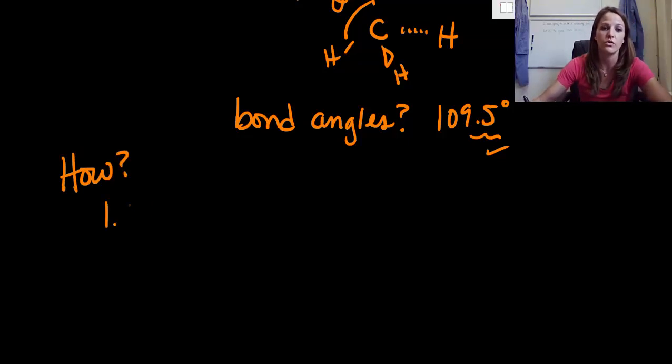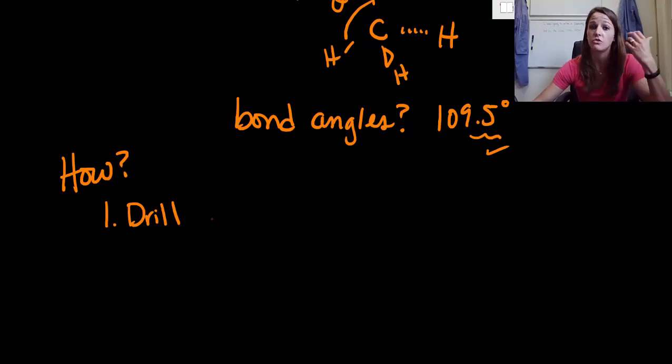Step one, the first thing you do is you drill down deep into these wells where we have our natural gases stored. So you drill. Typically, they're in wells that are very, very close to other sources of oil or coal, so they're commonly found around these other fossil fuels.